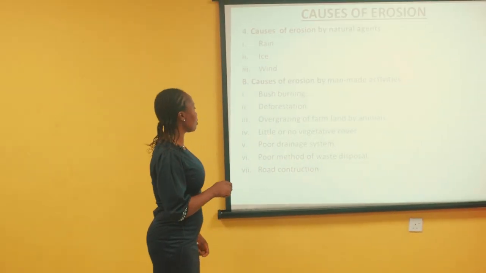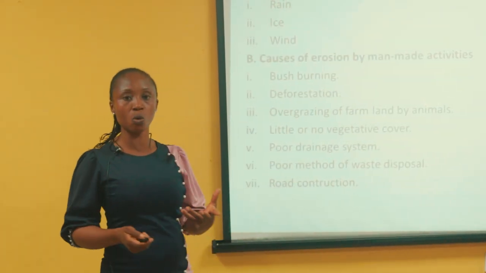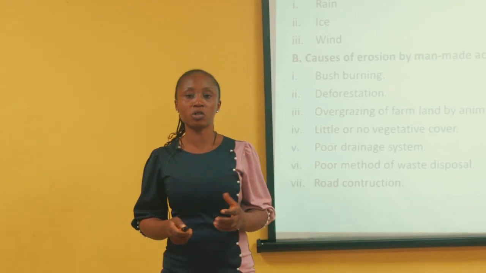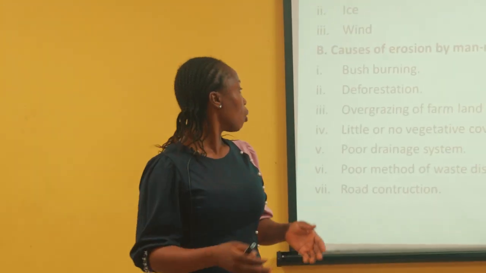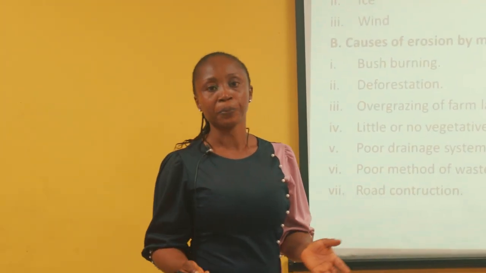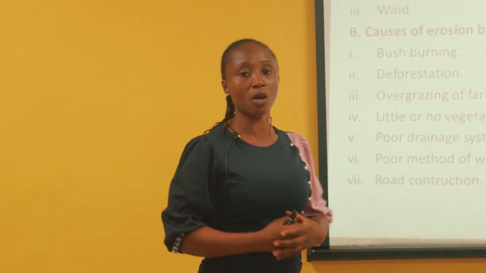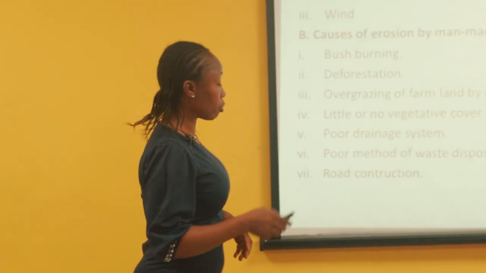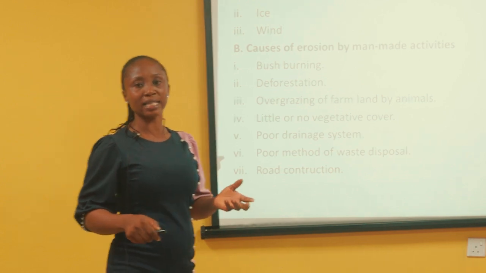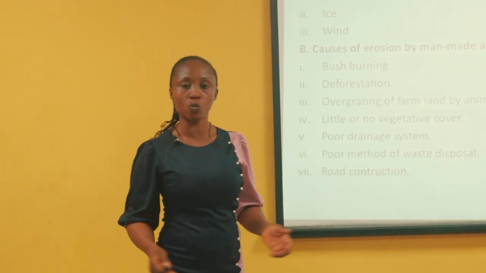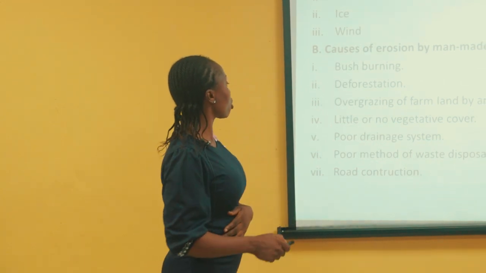Now we have another man-made activity, which is overgrazing of farmland by animals. Some persons who graze animals allow the animals to stay for long in a particular farmland, thereby overgrazing the farmland, making it bare. And whenever the rain falls, the wind blows, it can easily take away the surface of the soil, thereby causing erosion. We also have little or no vegetation cover. When the land is being cleared without grass on it, without trees on it, it's easy for erosion to occur in such a place.